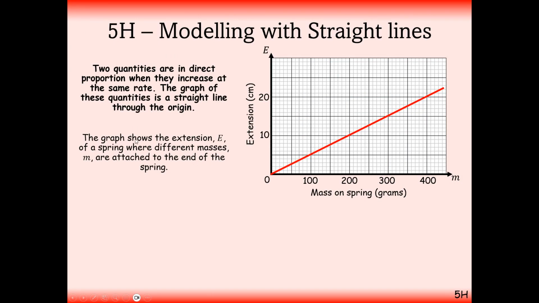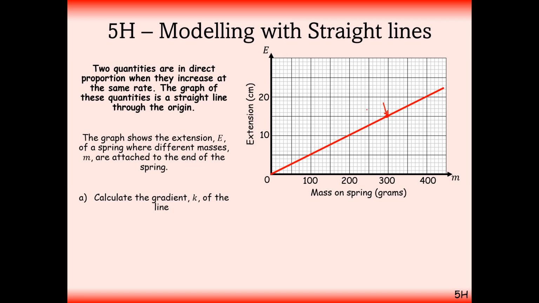We've been told that the extension of a spring with the mass of m attached to it is plotted on this graph here. So we've been told to calculate the gradient k of this line. So it doesn't matter which coordinate you take. If you've been given a graph, you can take any coordinate you like.